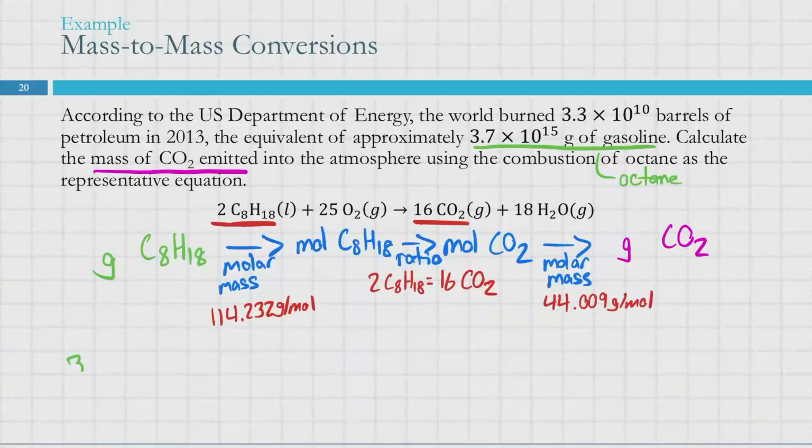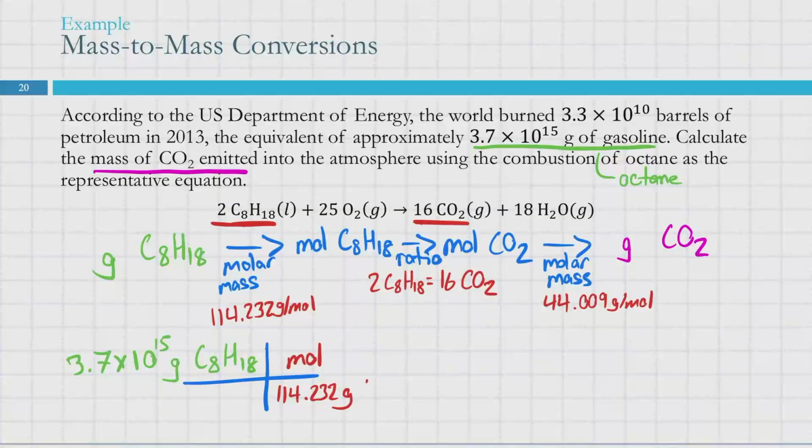So starting with 3.7 times 10 to the 15 grams octane, we are going to use our molar mass to convert to moles C8H18. So we have to use our molar mass number here. We have grams. The number part here goes with the grams. We're going to put the number and the grams on the bottom. We're dividing by our molar mass, is what that means. The moles flips up to the top. And we'll write the chemical in here just for good measure.